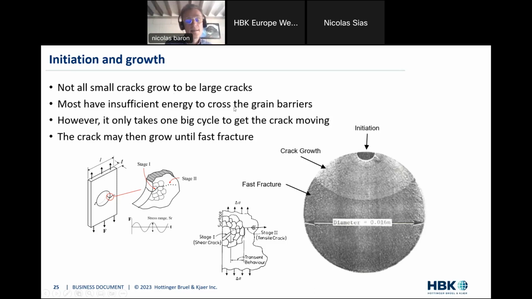And indeed, we are lucky in this. Most of these cracks here will have insufficient energy to cross the grain barriers, so they will not propagate in the end. And that's good, of course. However, bear in mind that it only takes one big cycle to get the crack moving. So the boundary between the crack expanding and the fracture propagating or not is really tiny here.